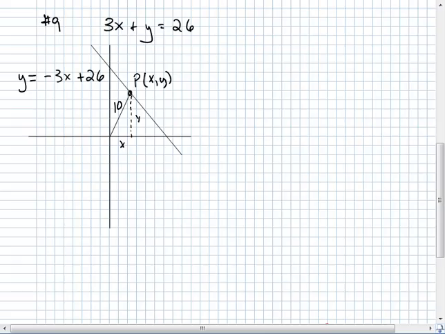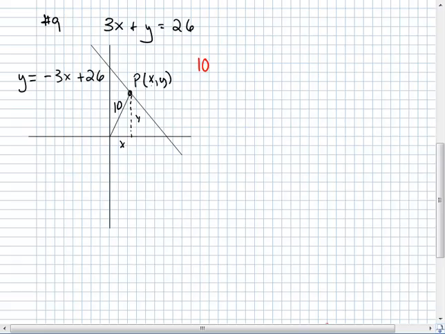They tell you there's some point P that is 10 units away from the origin, and you're trying to figure out the coordinates. Now, we know the distance formula, and we can use it here. So we know, for example, that the distance between P and the origin is 10.